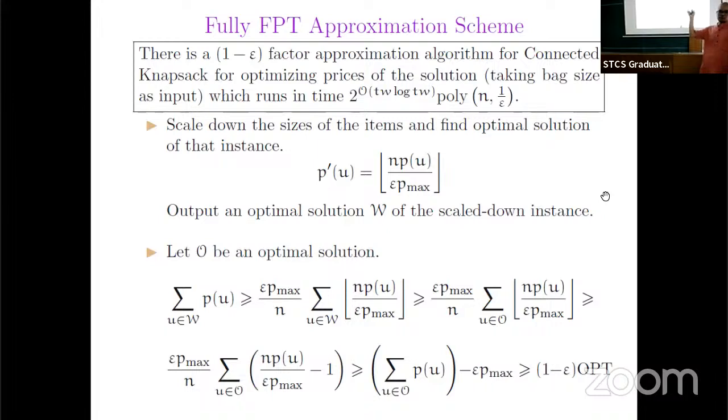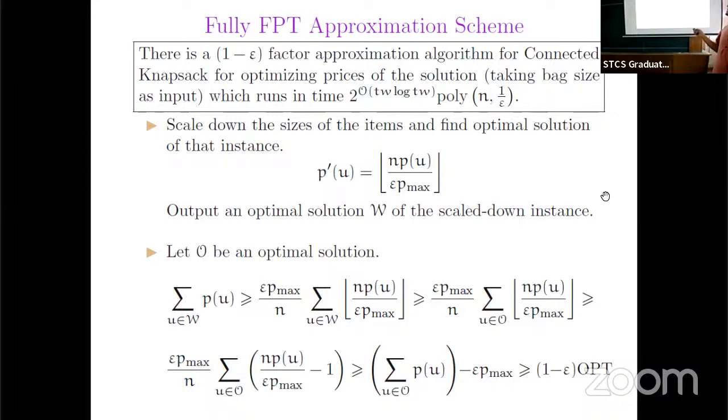So now again, we use this algorithm to get a fully FPT approximation scheme. What does that mean? There is a 1 minus epsilon factor approximation algorithm for this connected knapsack for optimizing price. So given a batch size, you want to maximize price. So how do we do that? The idea is we have a pseudo polynomial algorithm, which is a polynomial algorithm if the numbers are small.